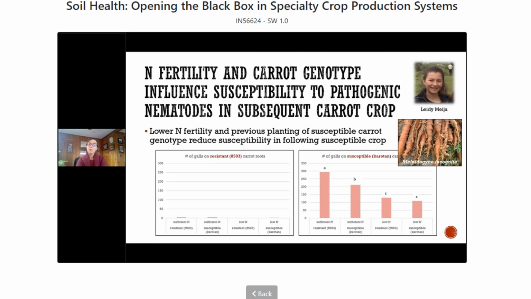And so with the N fertility, having a lower rate of fertility, actually there was less nematode galling. And then we had the least and lower nematode galling when the plants were grown after a previously susceptible genotype, indicating that these carrot genotypes were altering the communities around them to create communities that would help them or a next plant to fight the pathogen. So that was really interesting.